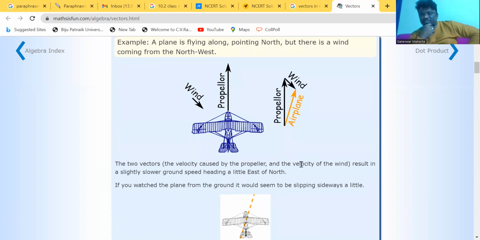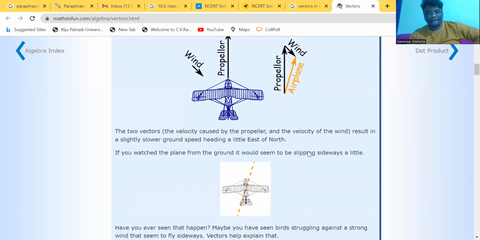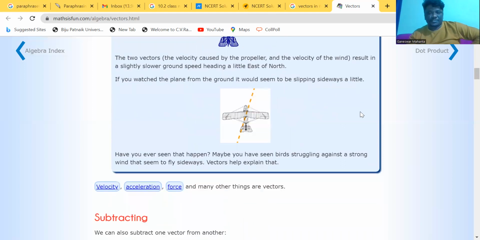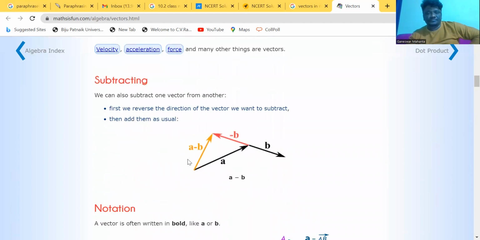The two vectors, the velocity caused by the propeller and the velocity of the wind, result in a slightly slower ground speed, heading a little east of north. We can represent this in the figure. We have previously discussed the vector addition properties, and this satisfies them. So the two velocity vectors add according to the vector addition properties. This is the figure.